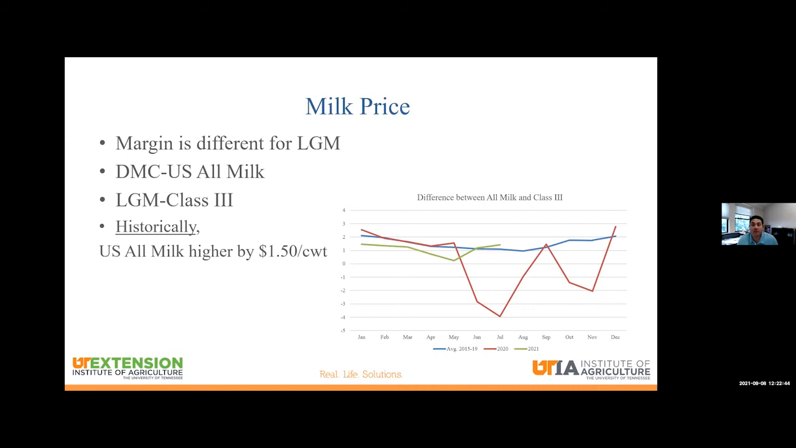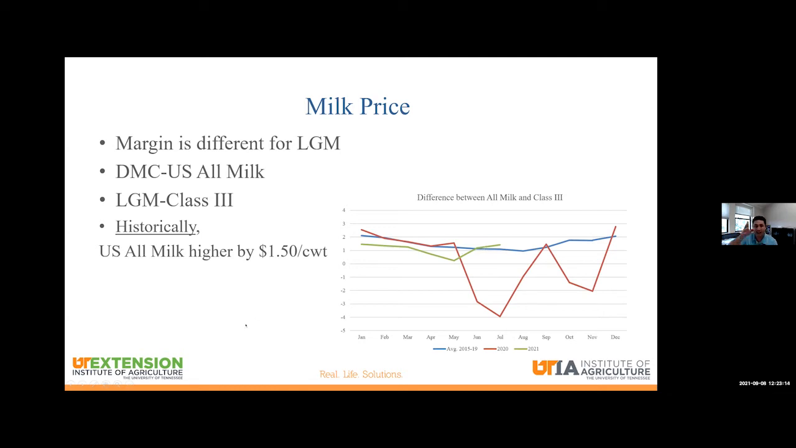The first thing I want to talk about is the difference in price. As we talked about, one is using the US all milk, one is using class 3. Historically, it's always been a rule of thumb that the US all milk is higher by $1.50 per hundredweight. It's kind of the rule of thumb between the two programs. But if we look back to last year, we can see that there were obviously some big, dramatic swings in the difference between all milk and class 3. But as we've gotten into 2021, we're holding much closer to what we've seen historically.